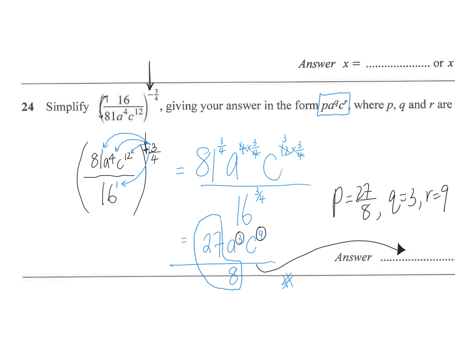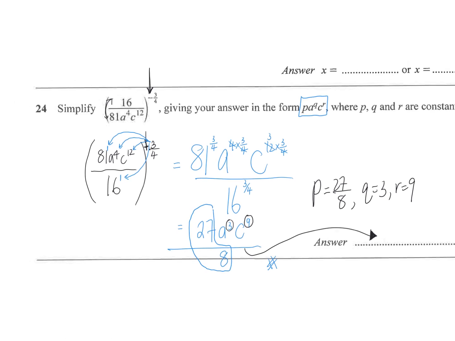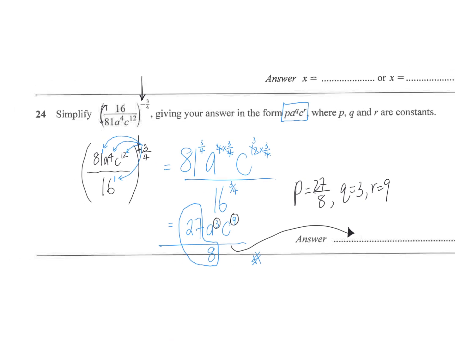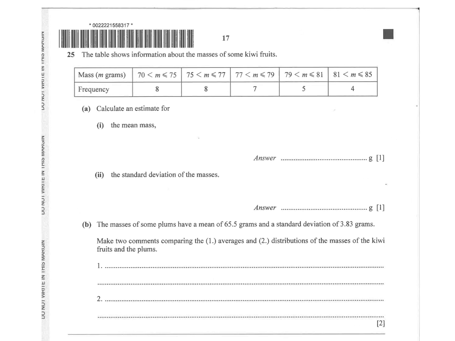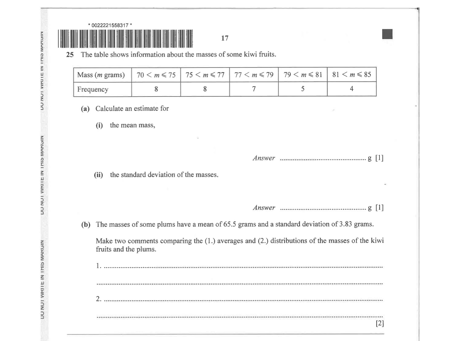Okay, then the next one is the calculator one. You all can still remember how to use it. This one, still can remember how to do. Mean, you have to go and find the mid value for all. So 70 plus 75 divided by 2. So this one you need to use 72.5. This one you need to use 76. Then this one 78.